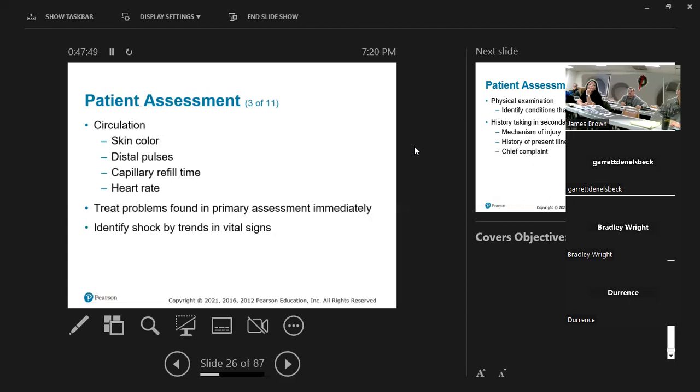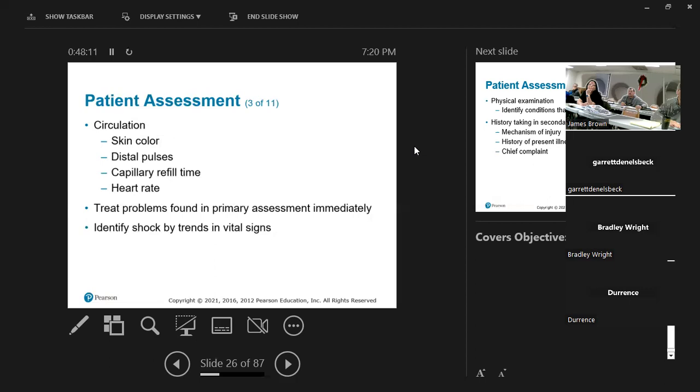A good way to figure it out, because sometimes in the field things are hectic and you don't have the time to check the pulse: check their cap refill time. If it's over 2 seconds, you know that they're being hypoperfused. And heart rate, typically with shock, you'll see that they're tachycardic. Okay.